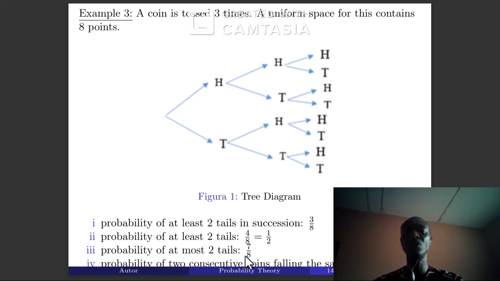Probability of at most 2 tails: at the highest, either you don't have a tail, you have 1 tail, or you have 2 tails. At most 2 tails, you count them. You have 7 of them.